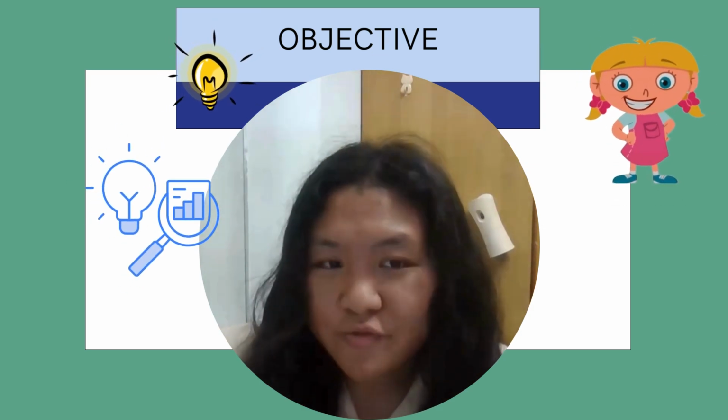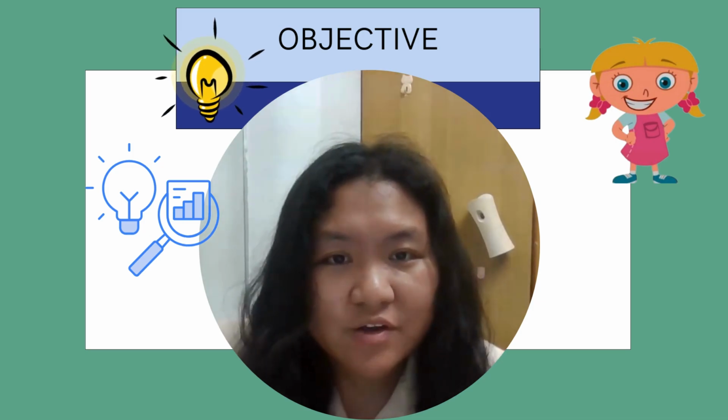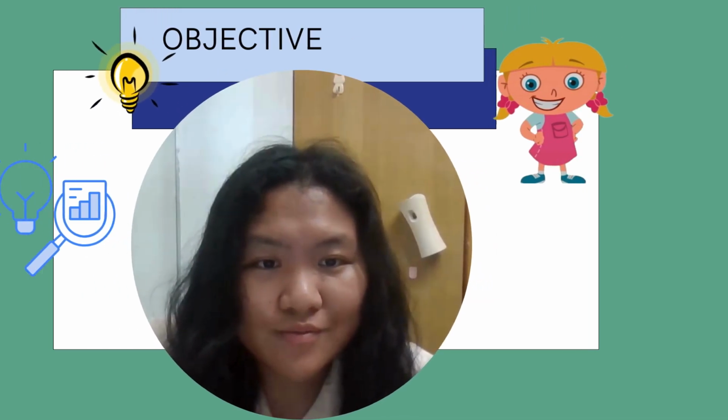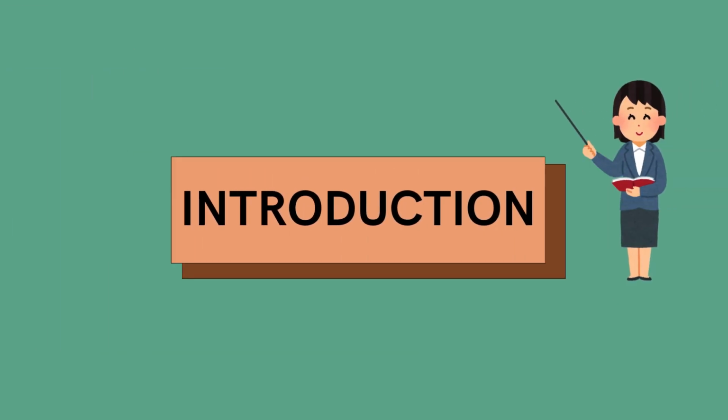The objective for this experiment, which is Hooke's law, is to verify the accuracy of Hooke's law. Hooke's law is a principle in physics that states the force required to extend or compress a spring at a certain distance is directly proportional to that distance. This relationship may be written as F equals negative kx, where k is a constant of proportionality.